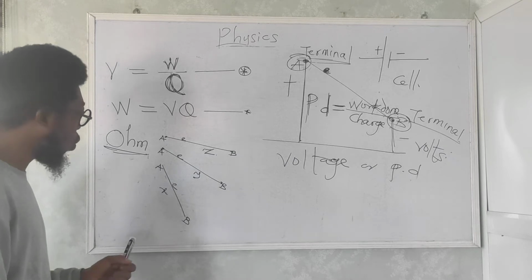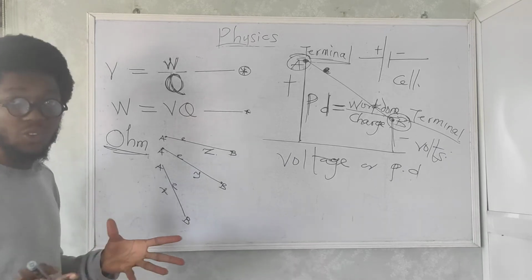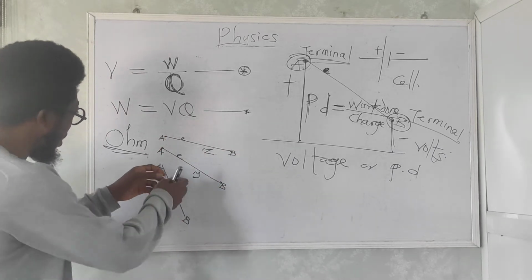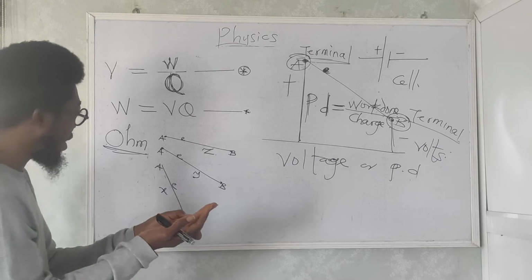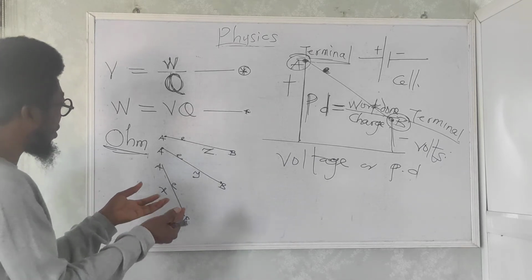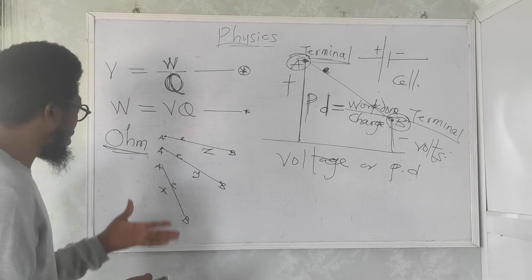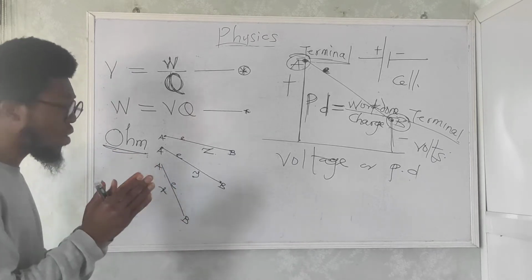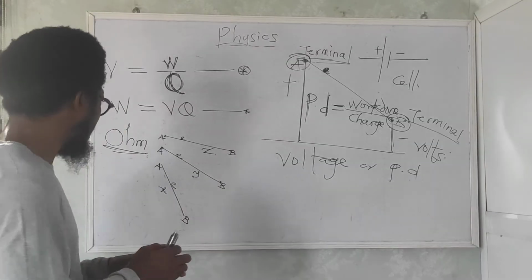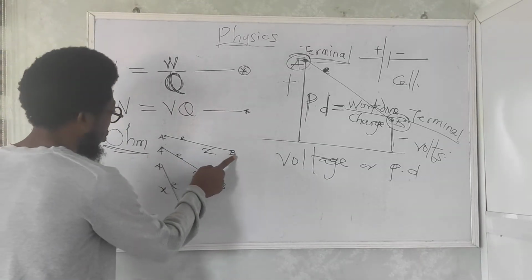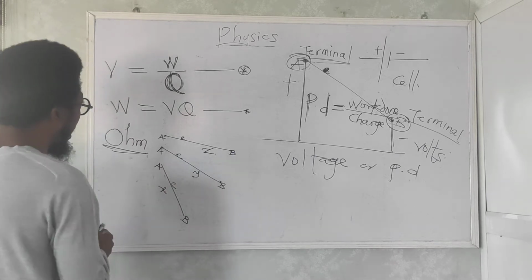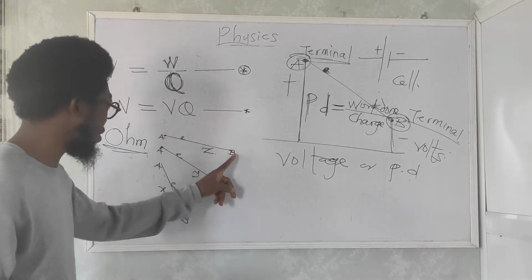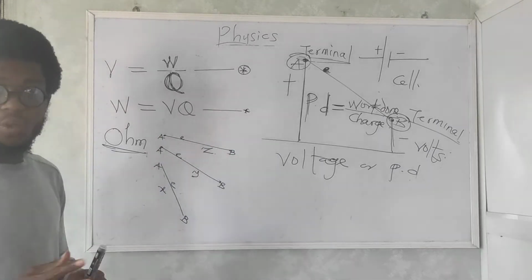According to George Simon Ohm, if I keep certain factors constant, such as the length of the conductor that I'm using, the thickness that we call area of the conductor, and I keep the temperature of my conductor constant, these three factors are referred to as physical properties of the conductor. If the three of them are kept constant, then the current passing through these conductors will be directly proportional to the potential difference between its terminals. So this is what we call Ohm's law.